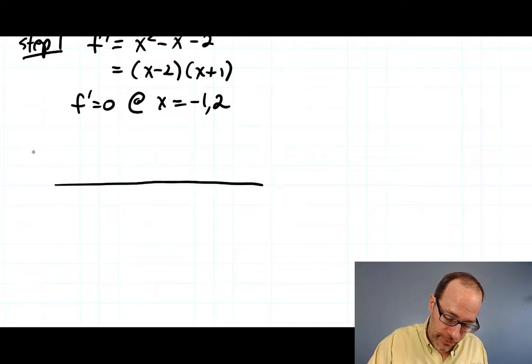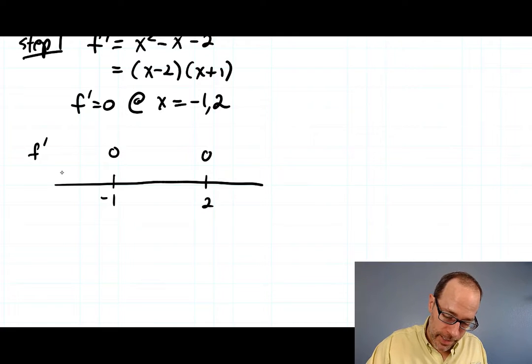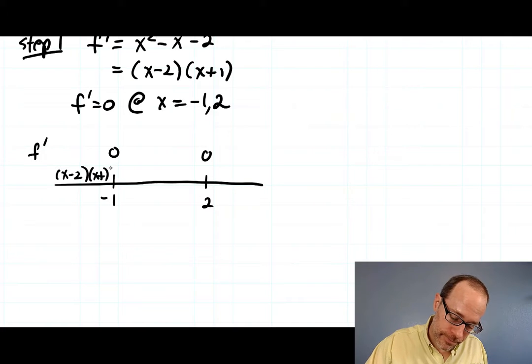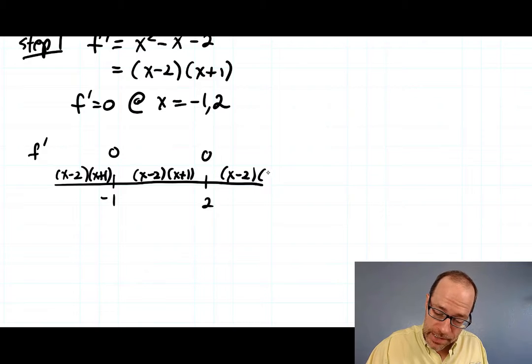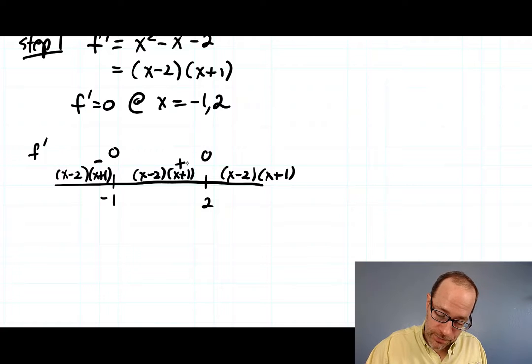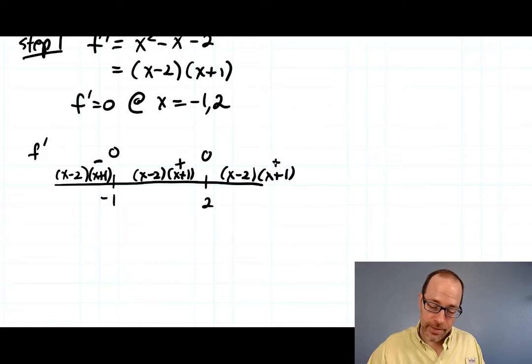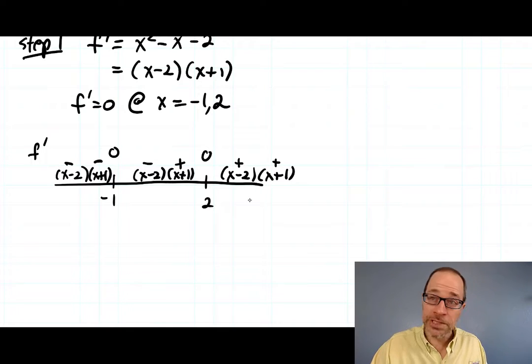We know that the derivative is going to be 0 when x is -1 and when x is at 2, so derivative is 0 there. And remember, f prime is x minus 2, x plus 1. Now the x plus 1 term will be negative here, and then it'll switch to positive once we get to the right of -1. And the x minus 2 will be negative to the left here, and it'll switch to positive once we pass 2.